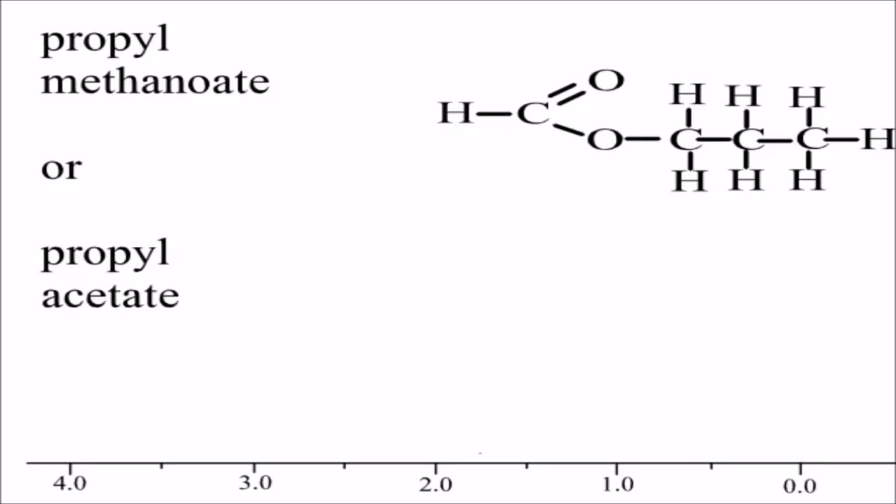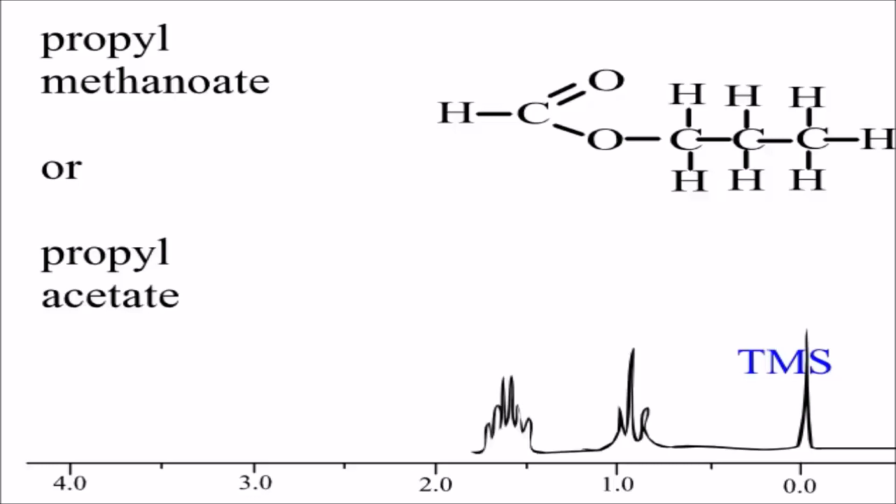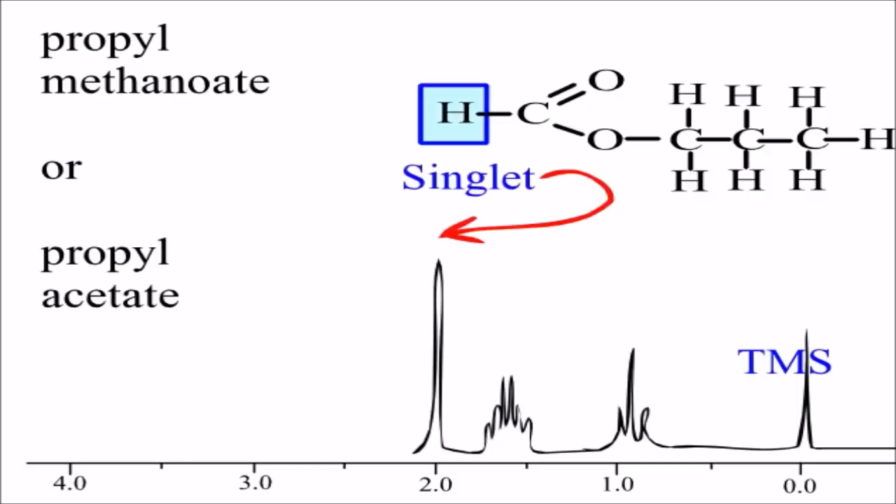Okay, so let's look now at the other isomer, propyl methanoate, also known as propyl acetate. So we're going to find here that we have not 3 but 4 different peaks. So if we trace out the high resolution NMR spectrum, we get a triplet, we get a sextet, we get a singlet, and we get another triplet there at the end at around 4 parts per million.